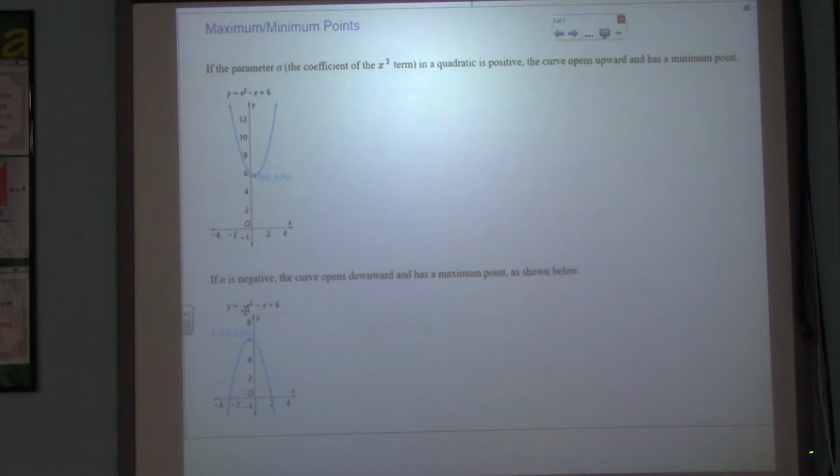If the coefficient of the x squared term is negative, that means that the parameter a is negative, then your parabola will have a maximum point and it will open downward. Please write all of this information and sketch yourself an example with the functions in your notes right now. Pause the video. Come back when you're done.